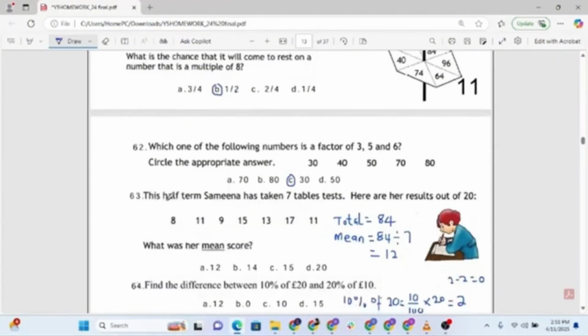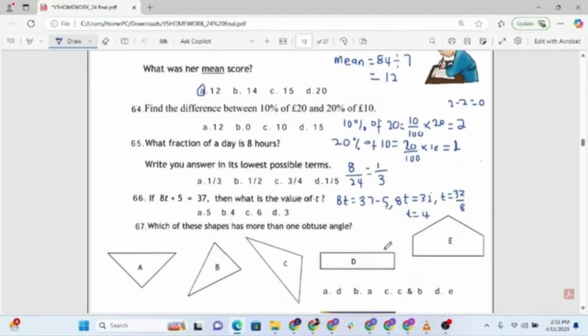Question 63. Samina has taken 7 tables tests this half term. Her results out of 20 are 8, 11, 9, 15, 13, 17, and 11. What was her mean score? The correct answer is option A, 12. Explanation. Add the 7 scores and divide by 7. 8 plus 11 plus 9 plus 15 plus 13 plus 17 plus 11 equals 84. 84 divided by 7 equals 12.